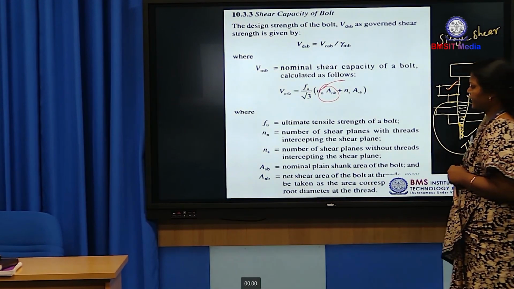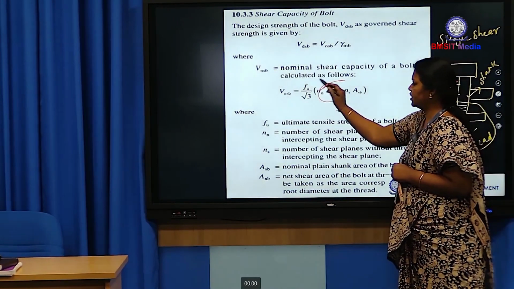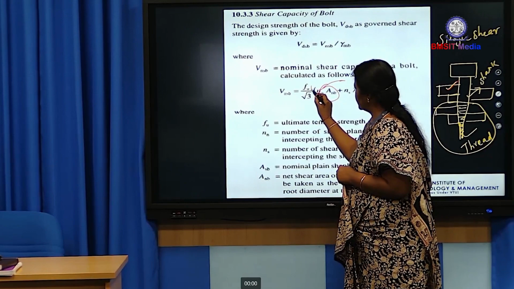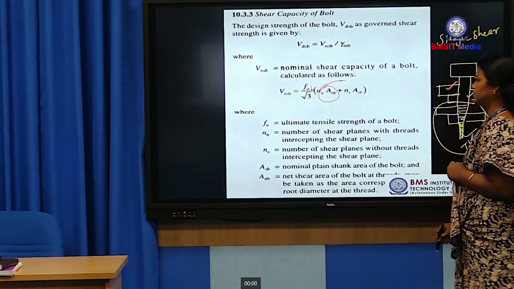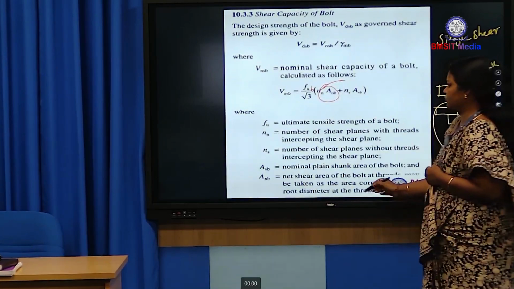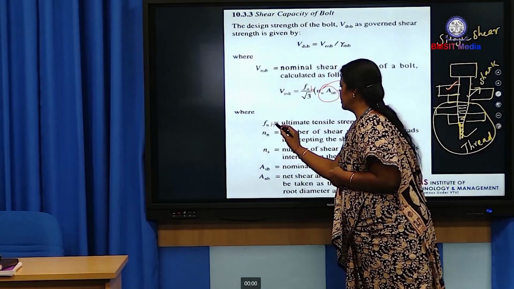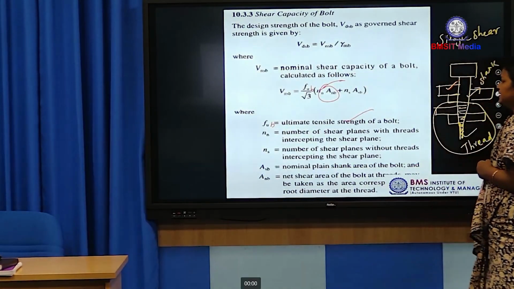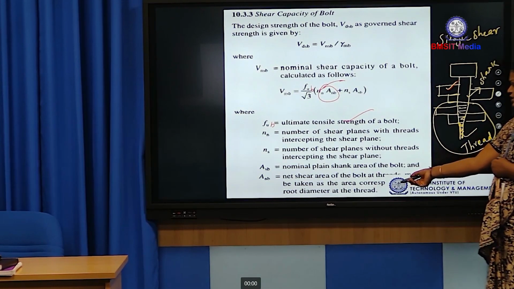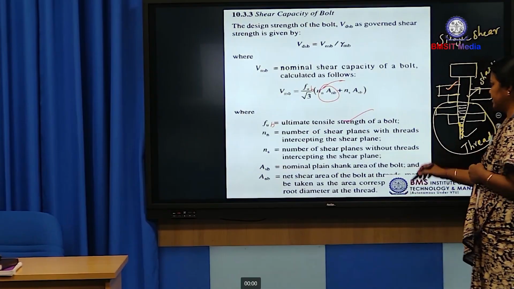So, next coming to Fu. Here one mistake is there in the code book itself, this is Fub, not Fu. Fub means the ultimate tensile strength of the bolt. Here it is mentioned correctly, ultimate tensile strength of a bolt. Okay, Asb and Anb we know, the shank area and net area.